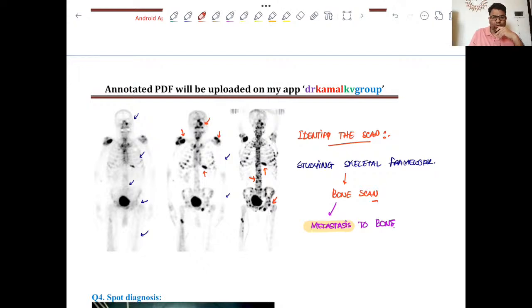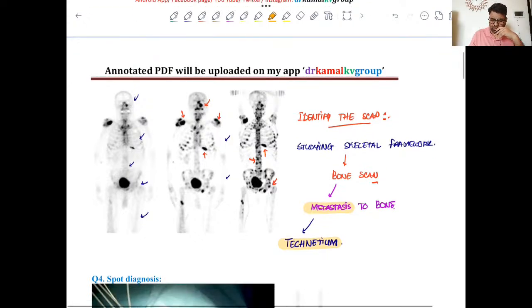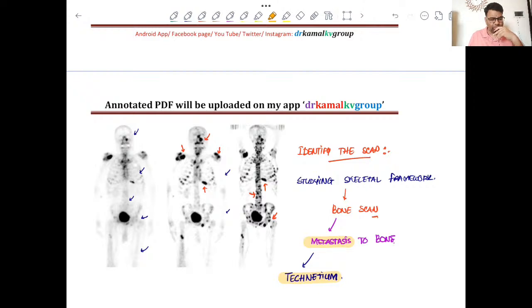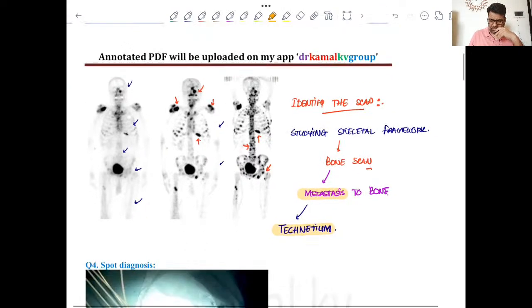So this is to look for metastasis, and what we use here is one radioactive substance, and that is technetium. Clear? So this is known as technetium scan, right? For most of the nuclear scans, we prefer using technetium. So this is a bone scan, and it employs technetium, and this is done to check metastasis.